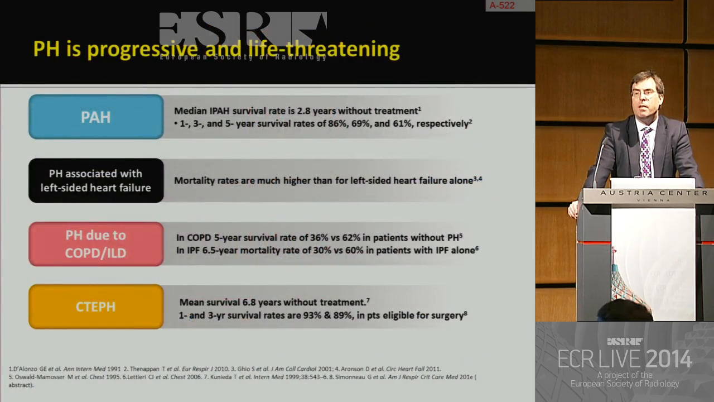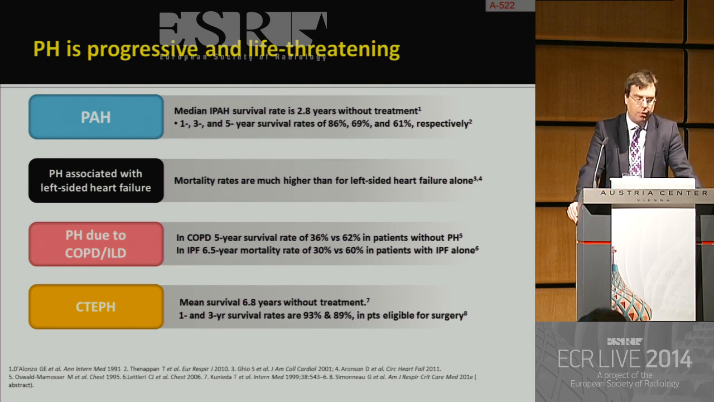But just to say that pulmonary hypertension in and of itself carries a poor prognosis, whatever the cause of that pulmonary hypertension. So small vessel diseases have a bad prognosis, median 2.5-year survival without treatment. If you have pulmonary hypertension secondary to heart disease, left heart disease, or lung disease, the outcome of that disease is worse than if you didn't have pulmonary hypertension.